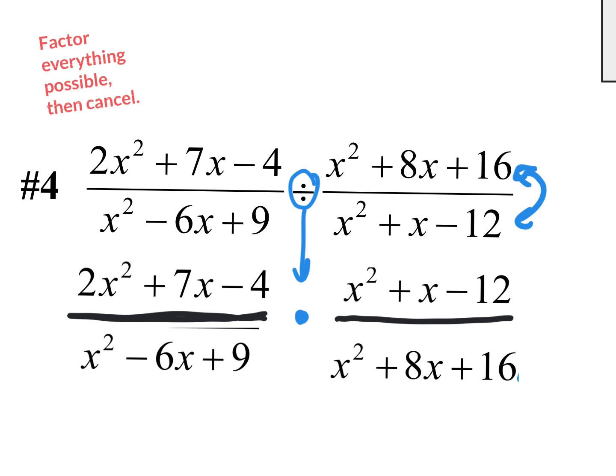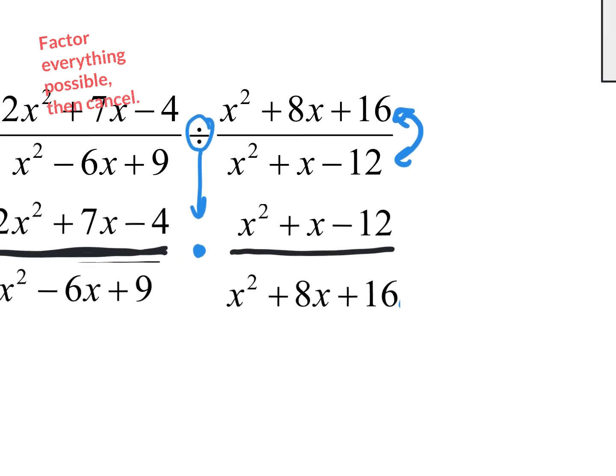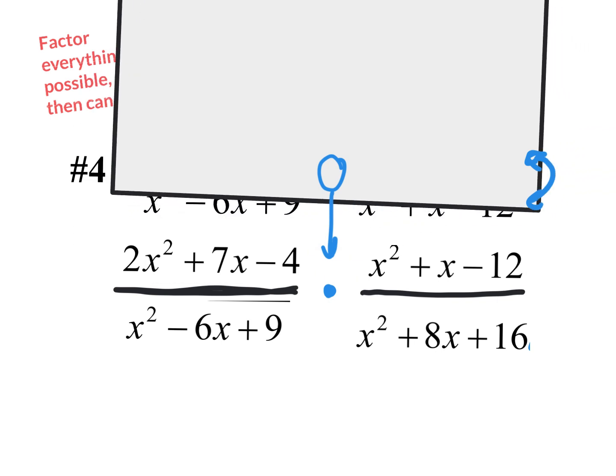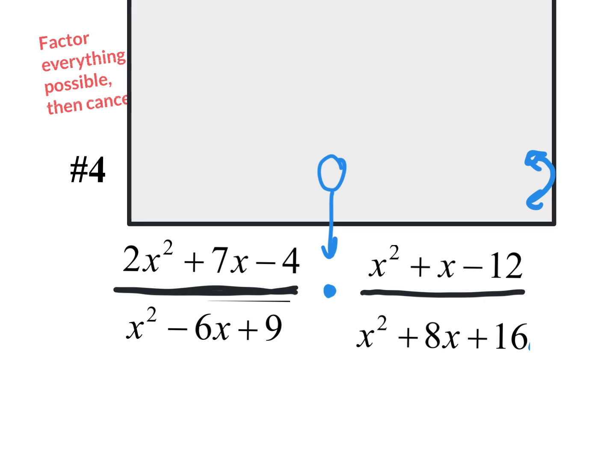Anyway, we changed the division to multiplication and flipped the second fraction. Now what we need to do is factor everything possible. So let me not confuse you guys. Let me cover this. That didn't work, did it? Let me cover that. That's our new problem. Let's factor everything possible, and then cancel. So this one's a little bit more complicated because we have an a value of 2. So I'm going to start with the other ones. I'm going to start with this guy down here.